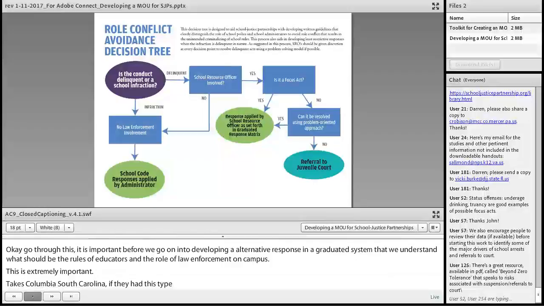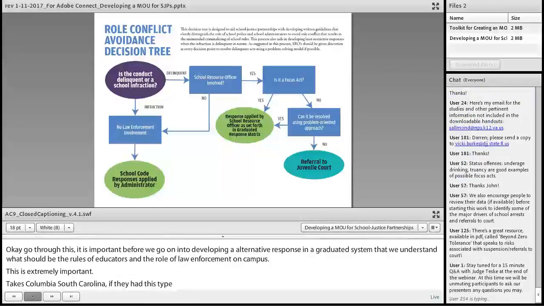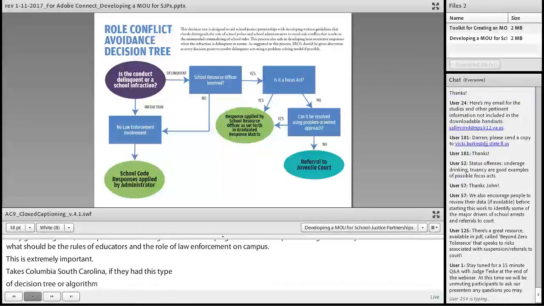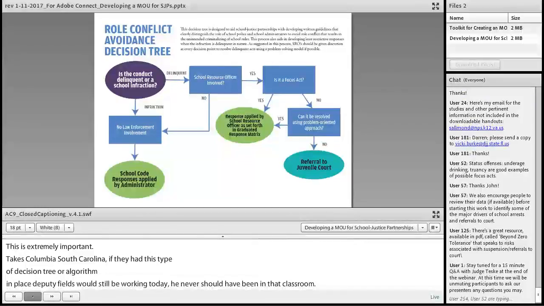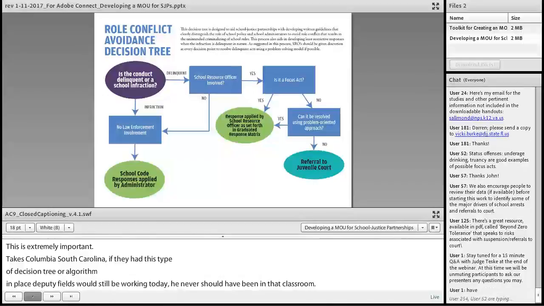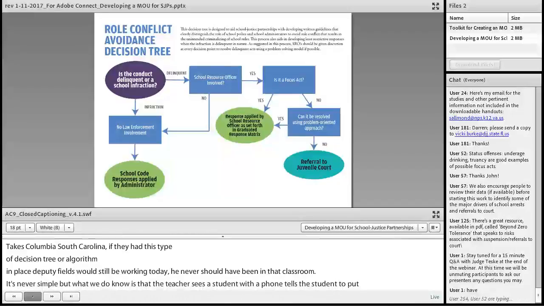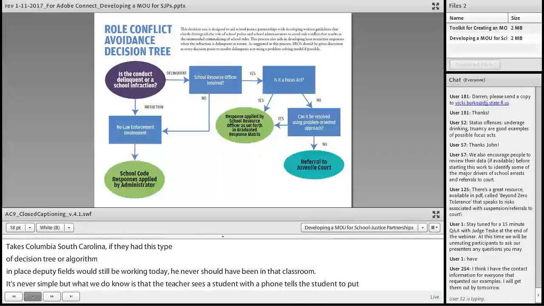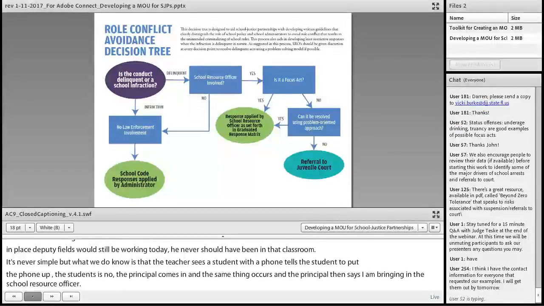It's very simple. What we do know, the teacher sees the student with a phone, tells the student to put the phone up, but the teacher says, I want the phone. Student says no. Teacher brings the principal in. Same thing occurs. Then the principal at this point says, I'm bringing in the school resource officer. Now, up to that point in time, there's no criminal offense, none whatsoever. Now you bring a uniformed officer in, and in South Carolina, like Georgia, you give a direct command, and you disobey it, it becomes a misdemeanor offense. She resists arrest, becomes a felony offense, and boom, it's way out of control.